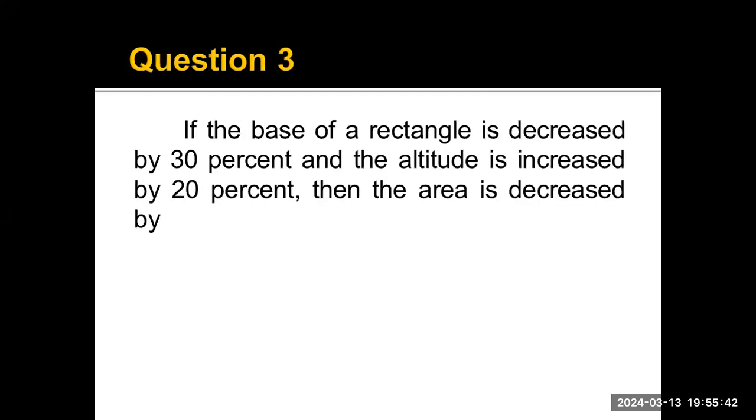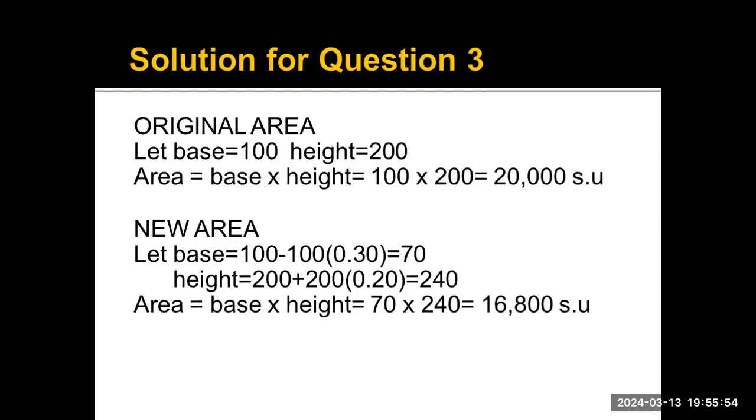Question number 3. If the base of a rectangle is decreased by 30% and altitude is increased by 20%, then the area is decreased by? So this is my solution. We do not know the actual values of the base and the height. We only know the increase and the decrease. So you can choose arbitrary values. For me, I choose 100 as the value of my base. I choose 200 as the value of my height.